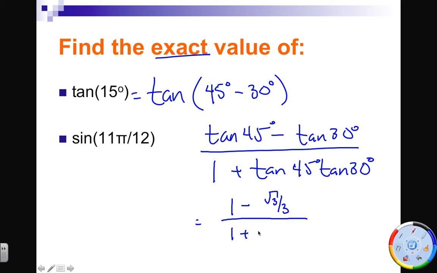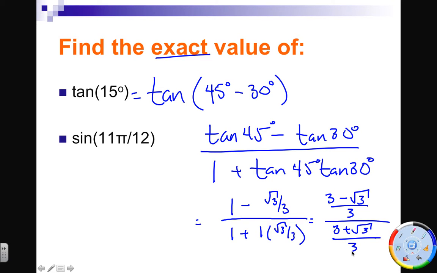And 1 plus 1 times root 3 over 3. And I get 3 minus root 3 over 3. Remember, combine your fractions, or find common denominators. And then 3 plus radical 3 over 3. When I flip and multiply, those bottom 3's are going to cancel, and I get 3 minus radical 3 over 3 plus radical 3.